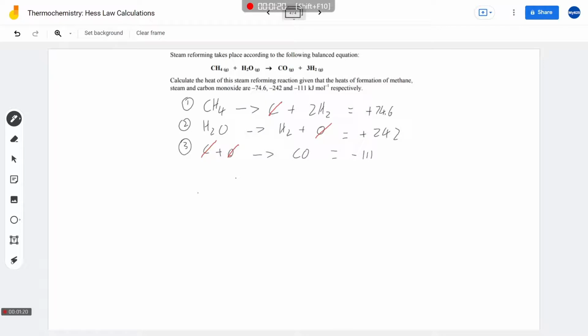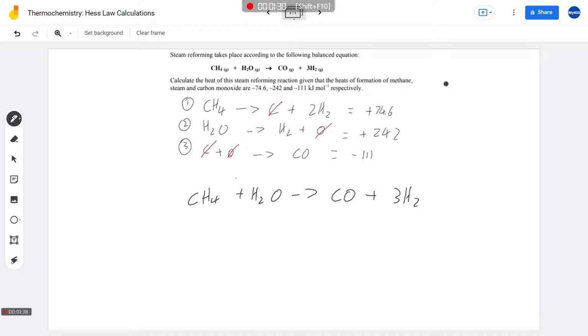What do we have? Well, left over, we have a CH4 and we have a H2O. And on the right-hand side of the arrows, what do we have? Well, we have a 2H2 and a H2, so we'd have 3H2, and we have a carbon monoxide. So our carbon monoxide and 3H2.